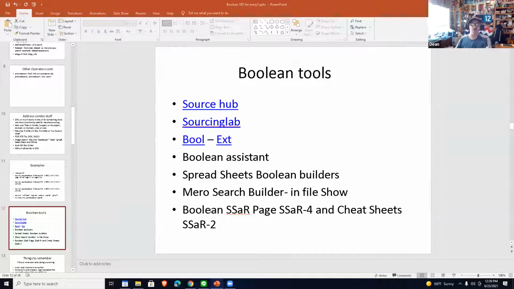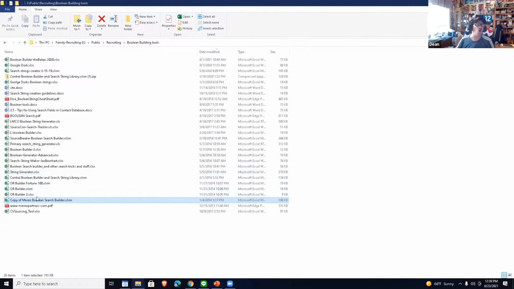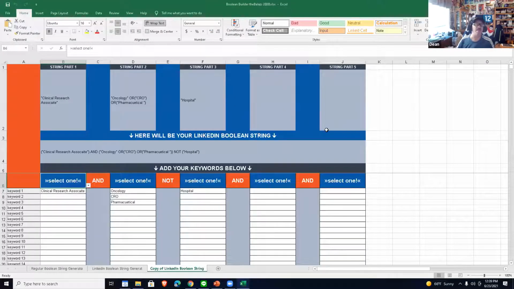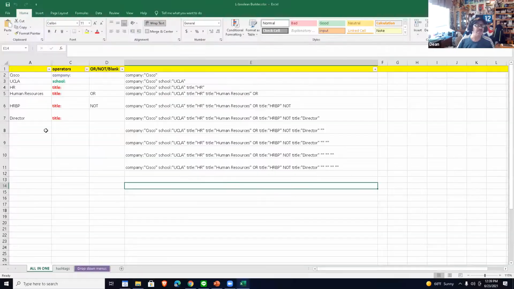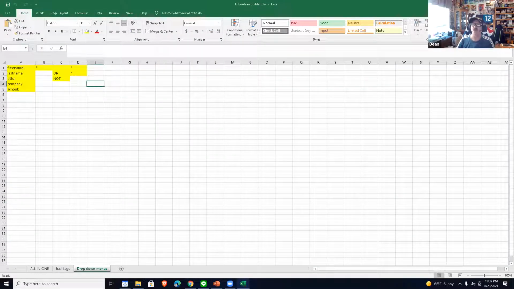If you look at the SSAR page, the Boolean section, and the cheat sheet section, you'll find a boatload of Boolean tools that can create Boolean strings for you. This is one. Look at all the others I have here. This was done by a guy named Balaz, who most of you probably know. I've got a couple in here I've created too. Here's a LinkedIn string builder. Simple one, but it works. Hashtags, everything you need to know.